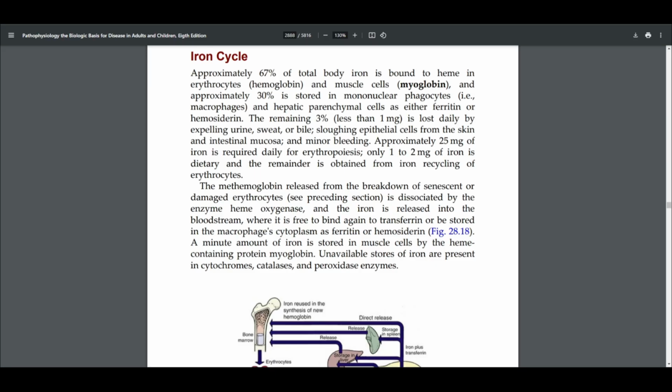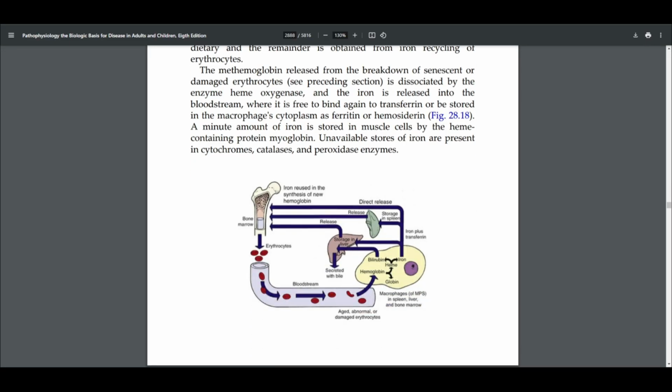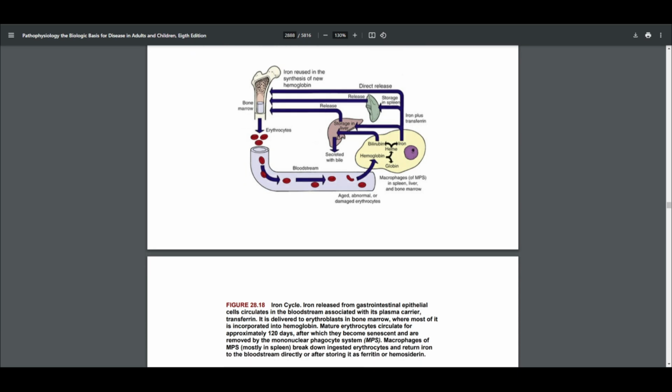The methemoglobin released from the breakdown of senescent or damaged erythrocytes is dissociated by the enzyme heme oxygenase, and iron is released into the bloodstream, where it is free to bind again to transferrin or be stored in the macrophage cytoplasm as ferritin or hemosiderin. A minute amount of iron is stored in the muscle cells by the heme-containing protein myoglobin. Unavailable stores of iron are present in cytochromes, catalases, and peroxidase enzymes. So here you're taking a look at the iron cycle.